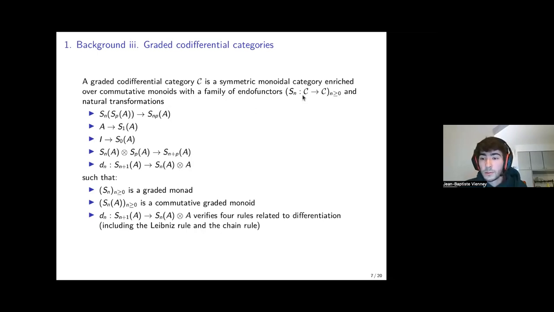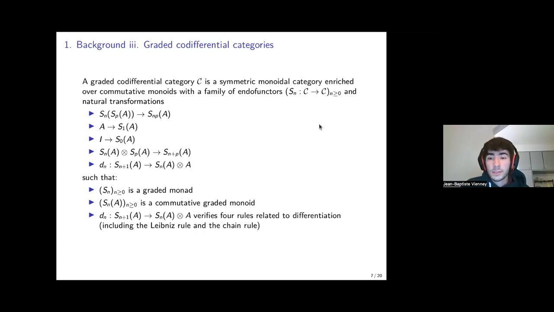In order to have a graded co-differential category, you need a symmetric monoidal category, and a family of endofunctors that I write Sn. It's not necessarily the symmetric power at the beginning. Sn of A is going to be a space of differentiable functions of some grade n. For instance, Sn of A can be the space of homogeneous polynomials of degree n, or the space of polynomials of degree less than n, or maybe a space of functions which are n times differentiable.